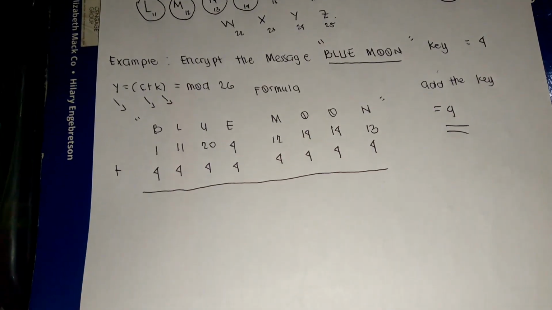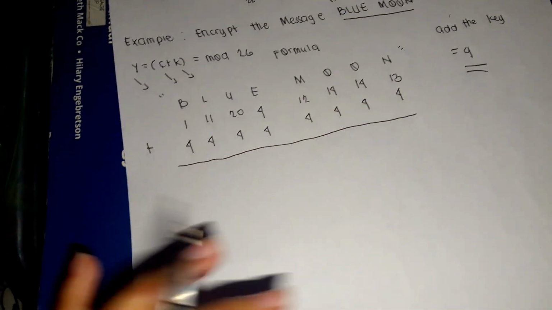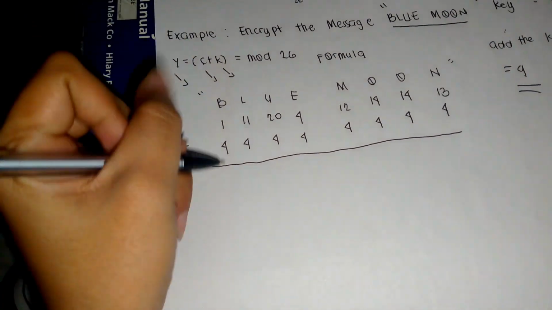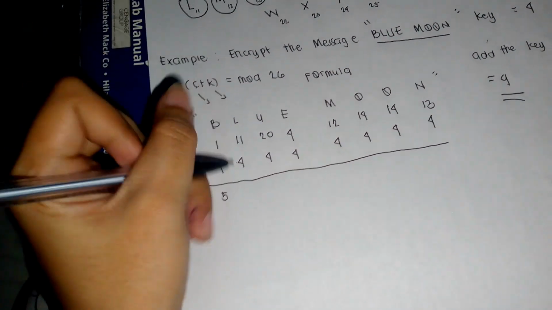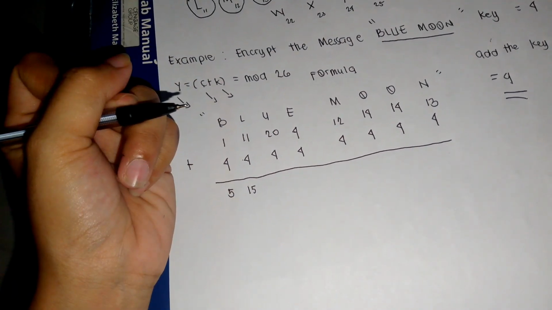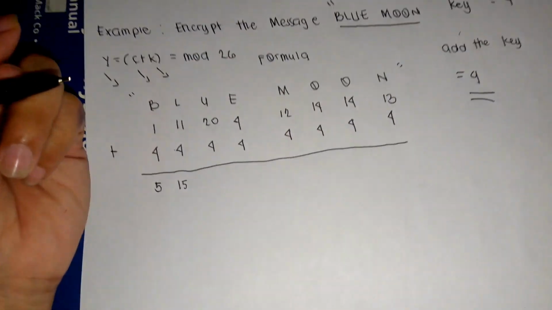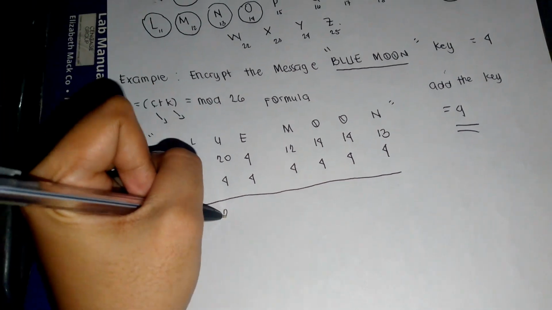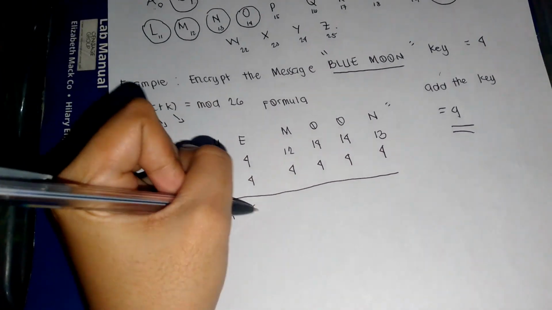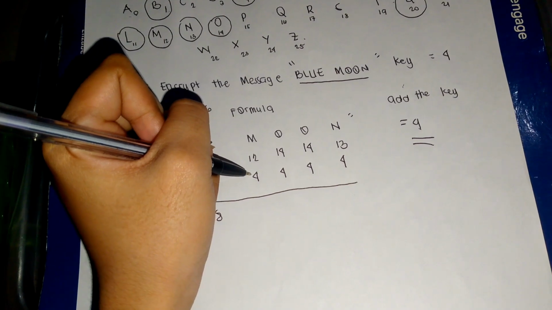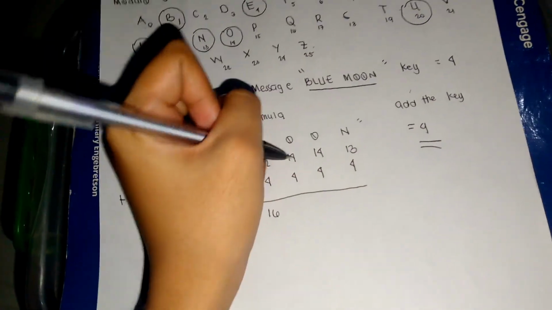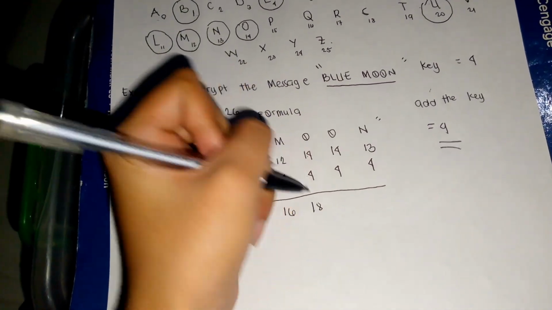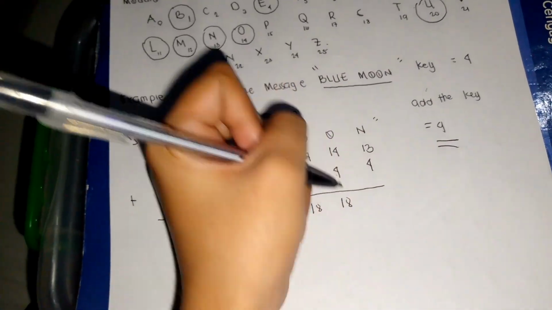So 1 plus 4 is 5. We got 5. 11 plus 4, what did we get? 15. Tama ba? 15? Okay, tama. 15. 20 plus 4 is 24. 4 plus 4, we got 8. 12 plus 4, we got 16. 14 plus 4, we got 18. 14 plus 4, we got 18 also. 13 plus 4, we got 17.